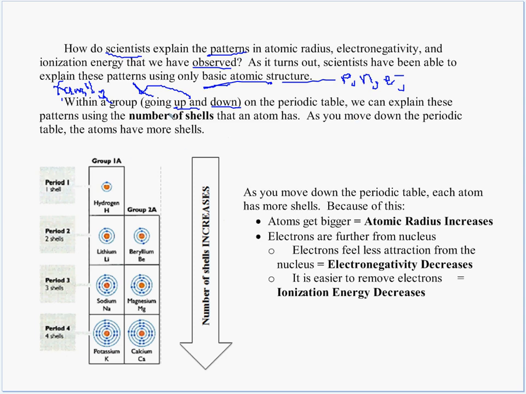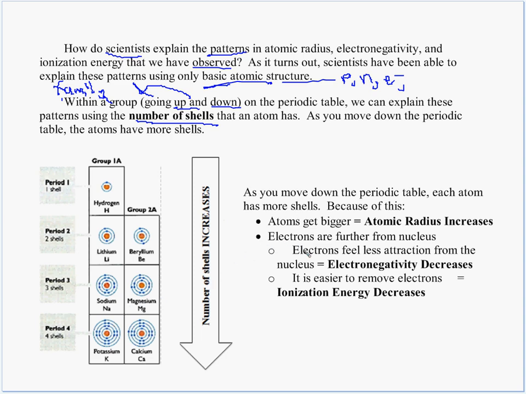We can explain these patterns using the number of shells. Last time it was protons, now it's shells. As you move down the periodic table, the atom has more shells. I'm looking at this, and yeah, that's obvious, right? 1, 2, 3, 4 shells. Number of shells is increasing. So as you move down, each atom has more shells. Atoms are getting bigger. Well, yeah, they're getting bigger. Electrons are further from the nucleus. Well, I mean, they're not all further. Just the outer ones are further.